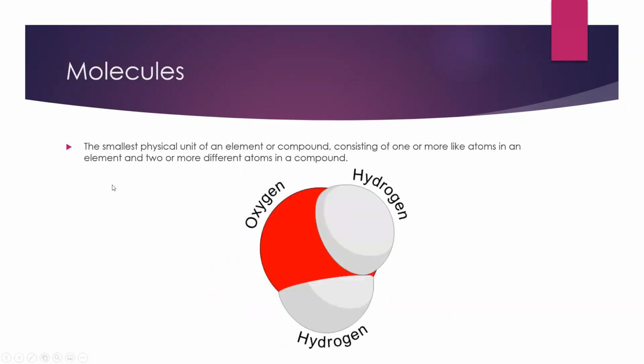So a molecule, defined by the dictionary, is the smallest physical unit of an element or compound, consisting of one or more like atoms in an element and two or more different atoms in a compound. So if we look at hydrogen oxide, or water, we have two hydrogen atoms and then we have one oxygen atom. These two hydrogen atoms bind to the oxygen, forming a water molecule. And that, in itself, the earth is made up of a ton of water, and we need it as people every single day to be able to survive.